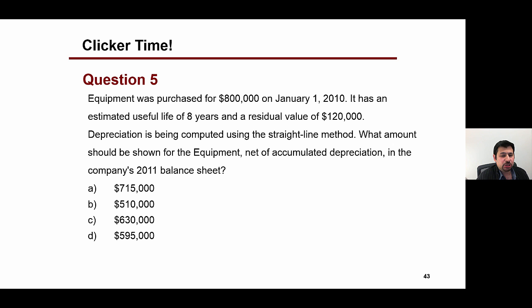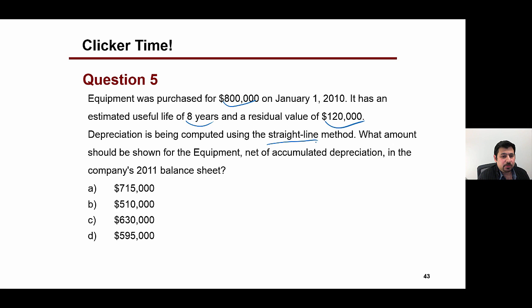Equipment was purchased for 800,000 on January 1st, 2010. It has an estimated useful life of 8 years and a residual value of 120,000. Depreciation is being computed using the straight line method. What amount should be shown for the equipment net of accumulated depreciation in the company's 2011 balance sheet? So here the cost was 800,000, the estimated lifetime is 8 years, the salvage value was 120,000, and we are using the straight line method.